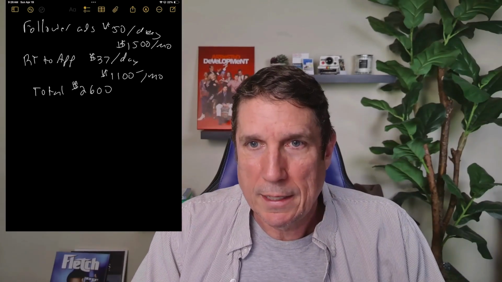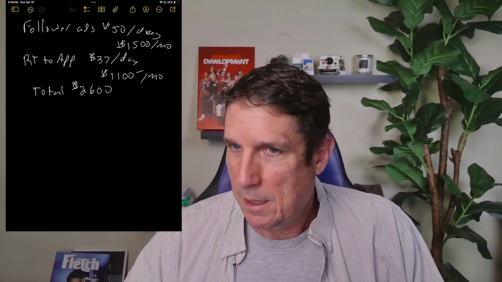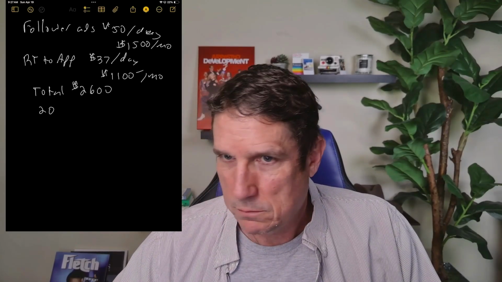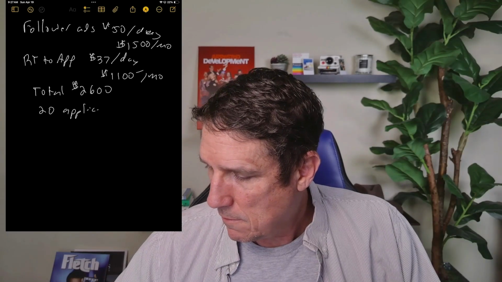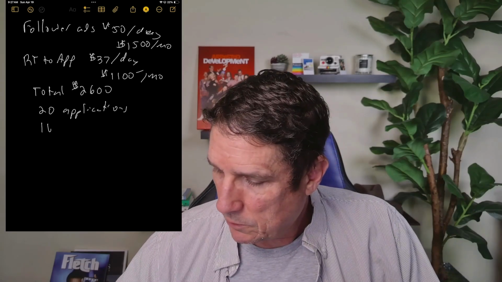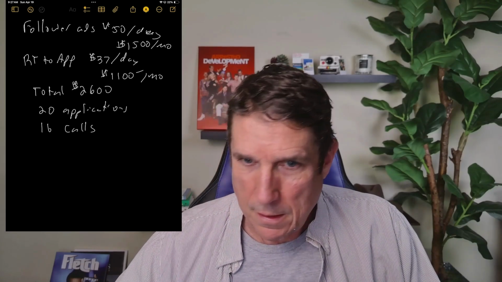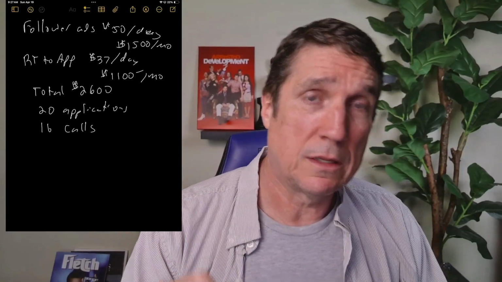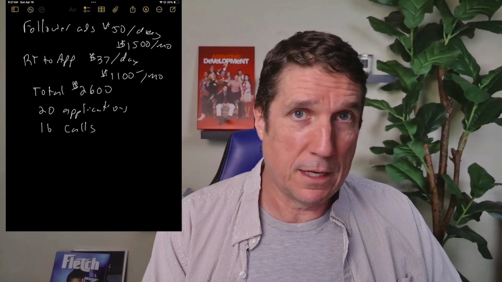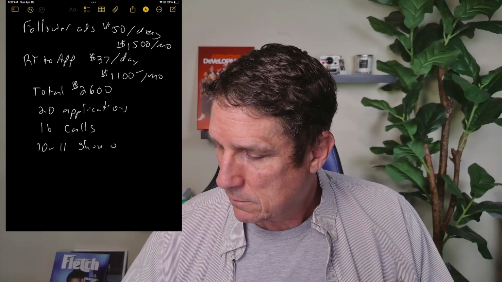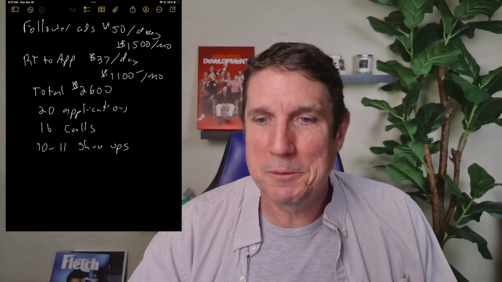But you should end up with roughly about 20 applications. If 80% of those book calls, you'll end up with 16 calls. You should have at least a 65% show up rate. And if you're not getting that with this, then I'm going to do another video about how to do that. But you should get at least a 65% show rate. So that would be 10 to 11 show ups. I've got to think of a better way to say that. But anyway, show ups, you know what I mean.